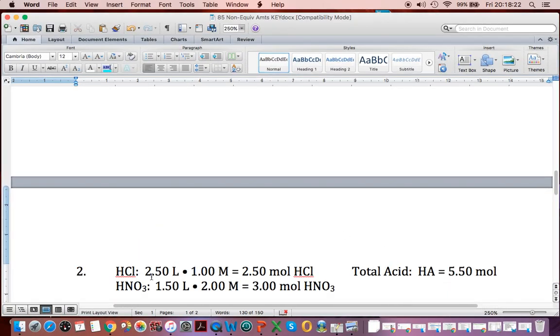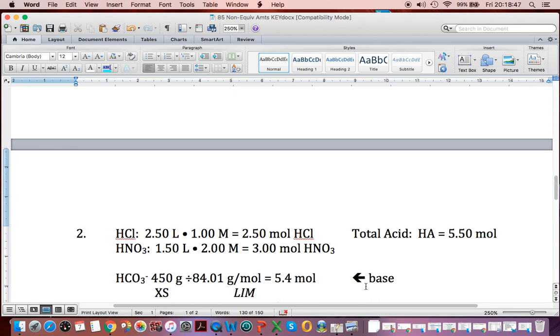So here's our HCl given a volume and concentration, our total moles there. We do the same thing for the nitric acid. And we take those two sets of moles and we add them together and we get 5.50 moles. Now you say, why would I write down HA? Well, that's our generic formula. If we have a mixture of acids, we're just going to call it HA, and that'll be fine.